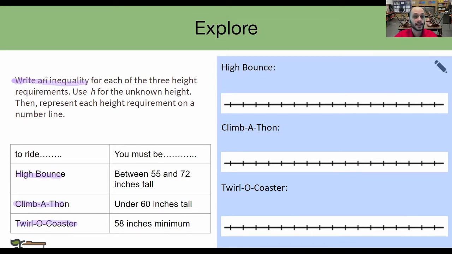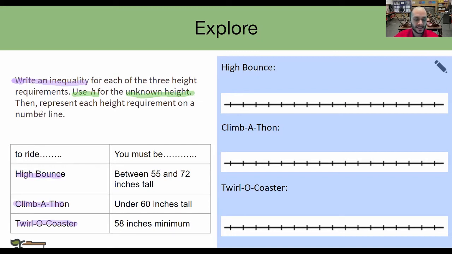Now, when writing inequalities, we need variables. In this case, can you pause the video and let me know what is the variable that we have to use? All right, welcome back. If you said we have to use h for our unknown height, you are correct. Now remember, when you go into the theme park, there's a lot of different people there. They all have different heights. Since their heights vary from person to person, we're using a variable to capture that person's individual height.